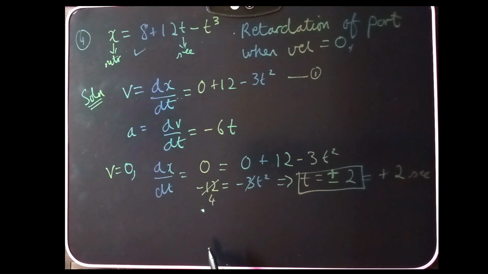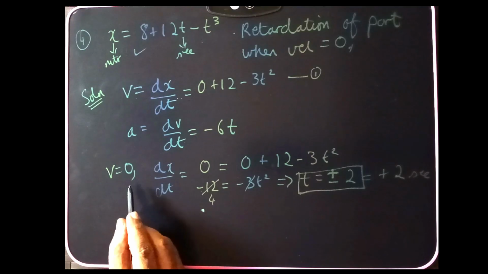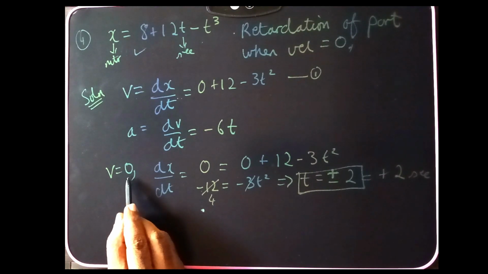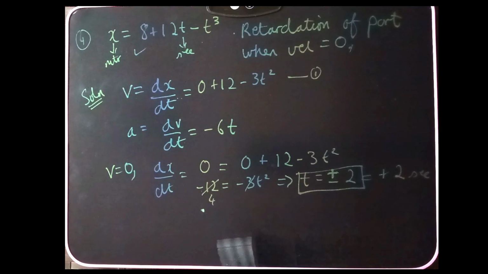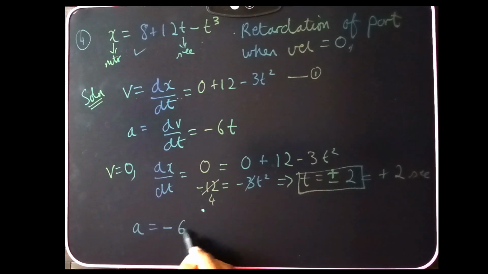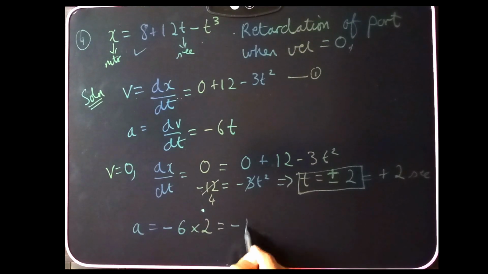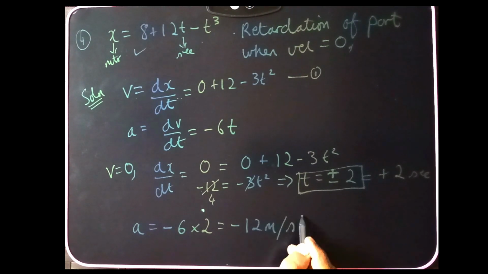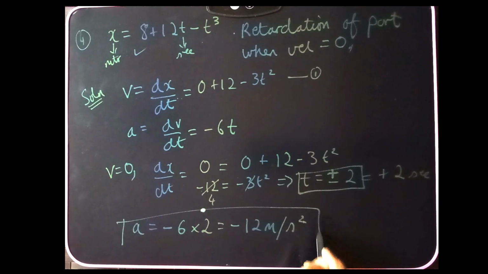So now can we find the retardation for velocity? When is velocity 0? At 2 seconds. So now acceleration or retardation is minus 6 into 2, which is minus 12 meter per second square. Okay? Retardation.